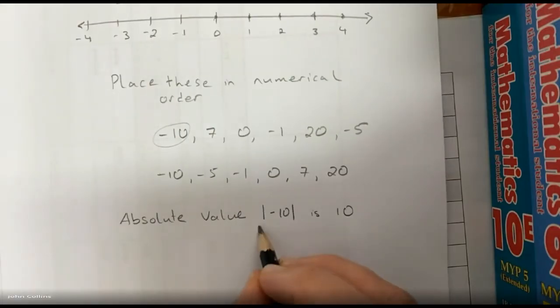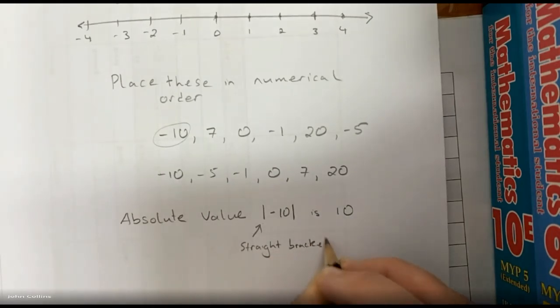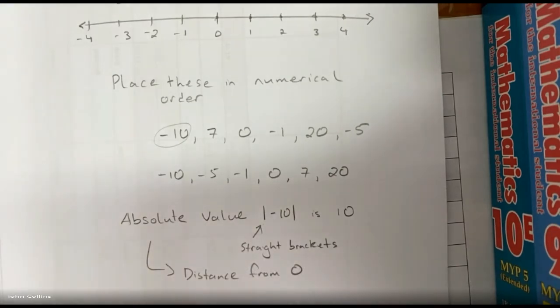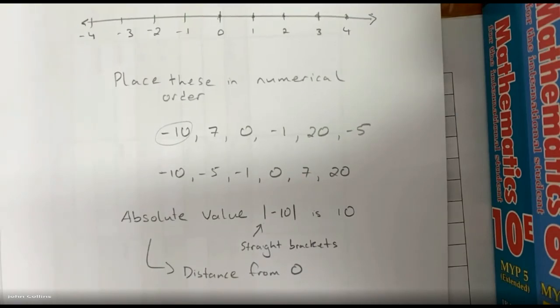Okay, so the absolute value, these straight line brackets, refers to its distance from 0. That's just a kind of side note, but do put it into your notes. So the absolute value of an integer or a negative number is its positive equivalent.